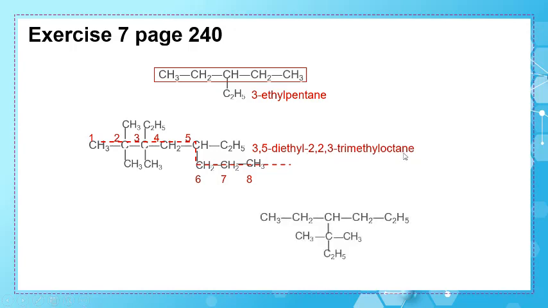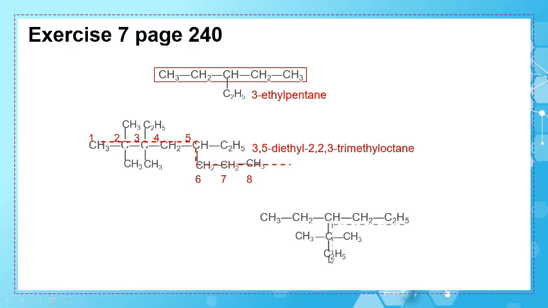octane. For the last example, we have to choose the longest chain: 1, 2, 3, 4, 5, 6, 7. So this is the longest chain. For the branches, we have to choose in which direction we name them. Starting from this extremity, we have 1, 2, 3, so the first branch is attached to carbon number 3. Starting from this extremity, 1, 2, 3, 4, so the first branch, which is the ethyl group, is attached to carbon number 4.